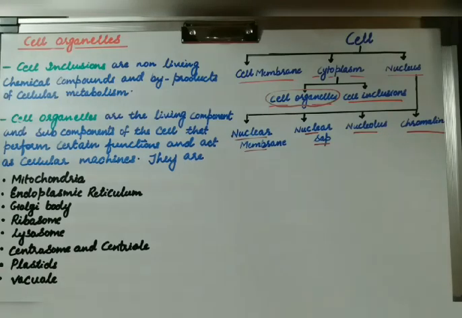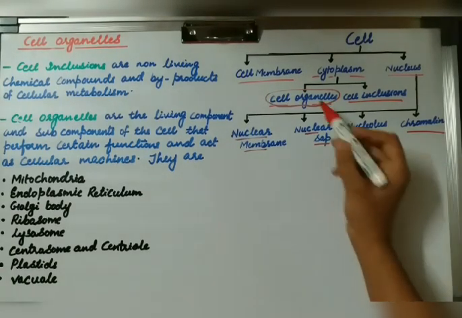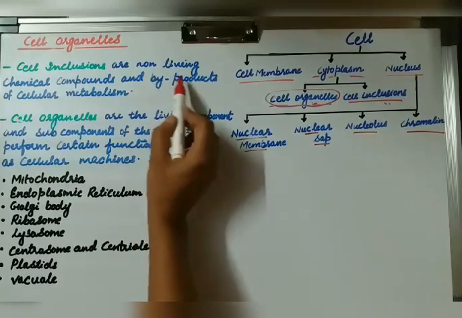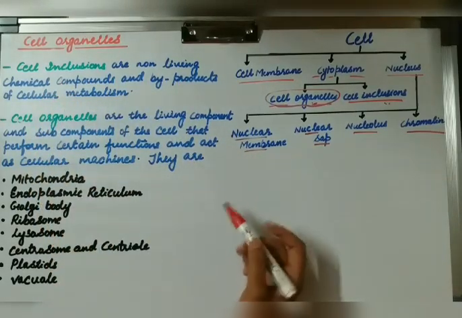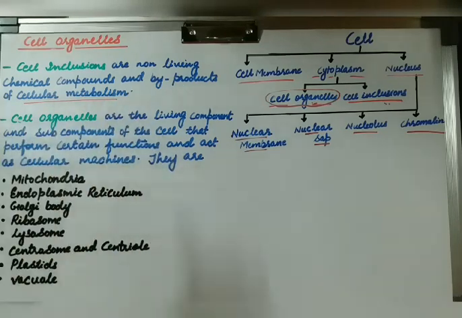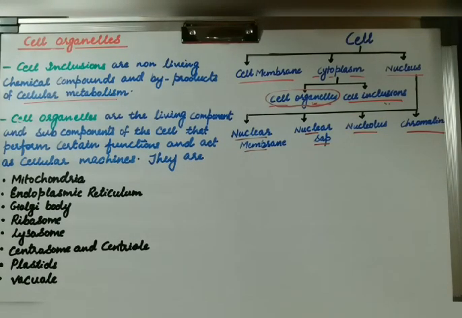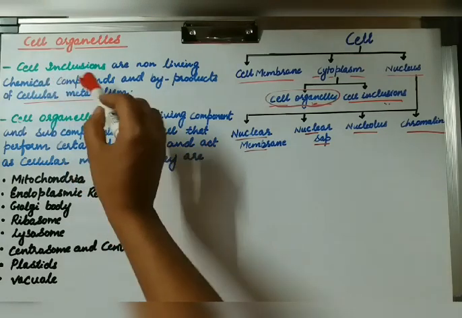Although I have explained to you the key difference between the cell organelle and the cell inclusion in my previous video, let's see it once again. The cell inclusions are the non-living chemical compounds and the byproducts of cellular metabolism. So by this line we can say that whatever function the cell is performing with the help of cellular machines, or the cell organelles, it releases certain chemical compounds, certain byproducts, and those byproducts are non-living in nature and they are known as cell inclusions.